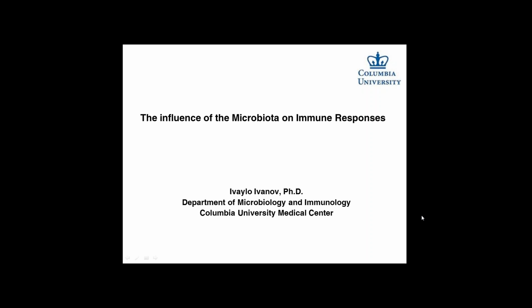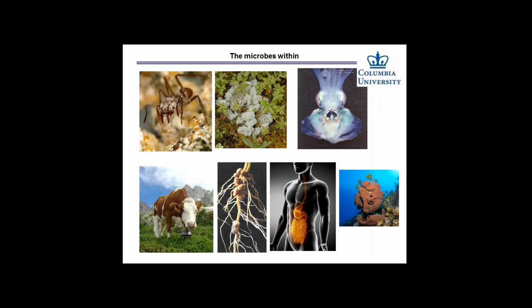Hello everybody. My name is Ivailo Ivanov and I'm an assistant professor at the Department of Microbiology and Immunology at Columbia University. For most of the talk we will talk about a specific example that we identified of how this particular commensal bacteria affects immune responses, and maybe we'll have a discussion of how microbiota may affect your experiments and what we should do about it.